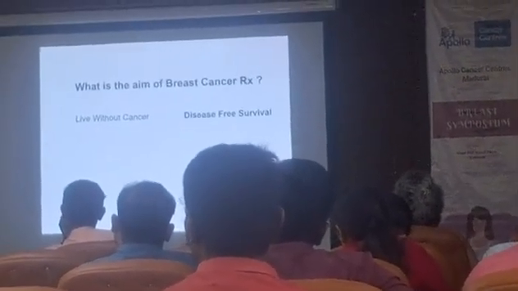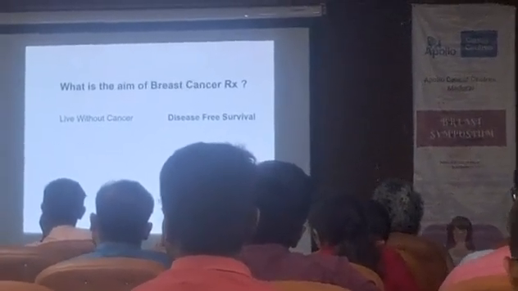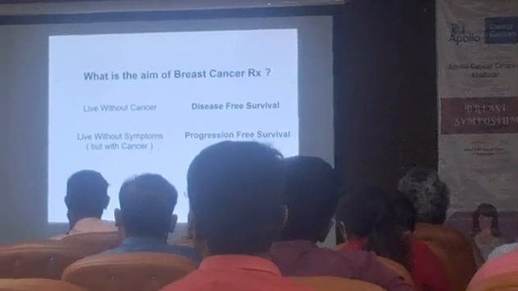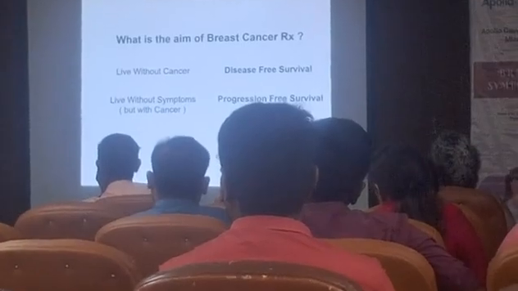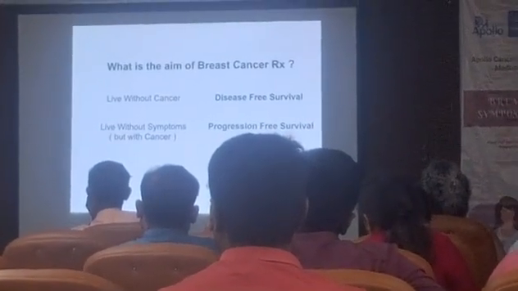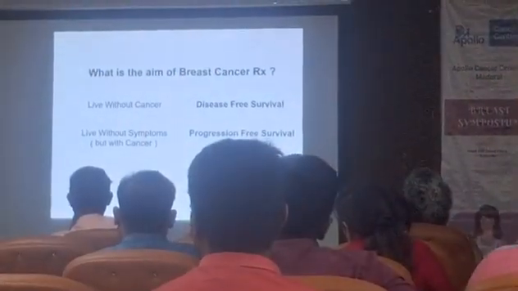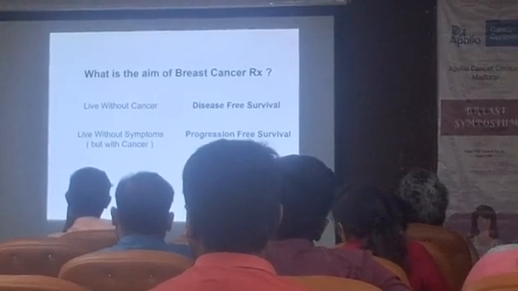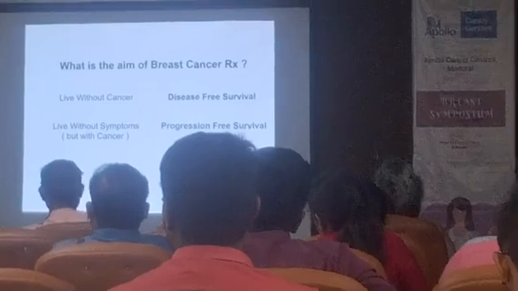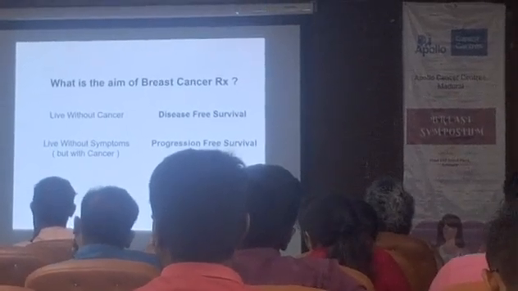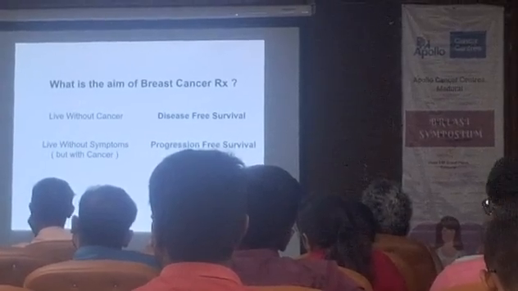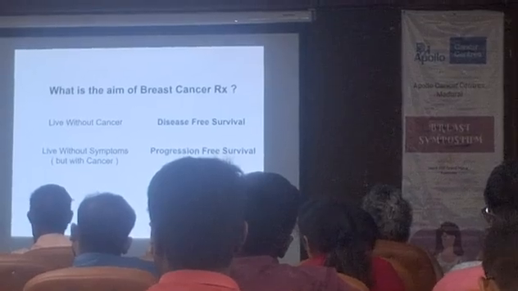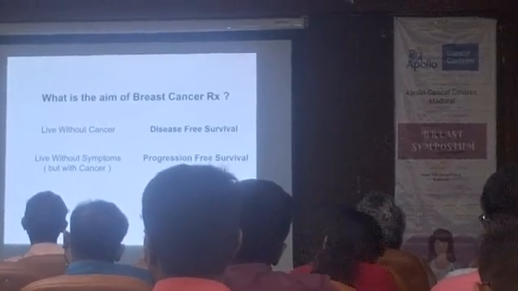Now the patient has the disease but is living, you start some treatment, right? And the patient is living without symptoms or with symptoms. So that becomes an important point. A recurrent patient has cancer, but our aim of treatment is two things. One is to make the patient live longer, another is to make the patient live without symptoms. Whenever you are making the patient live without symptoms but with cancer, that is called progression-free survival. Living without cancer is disease-free survival.